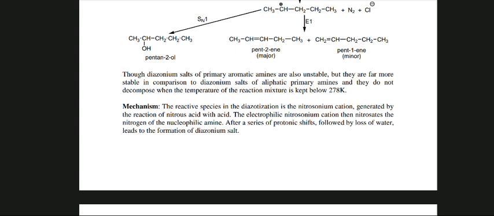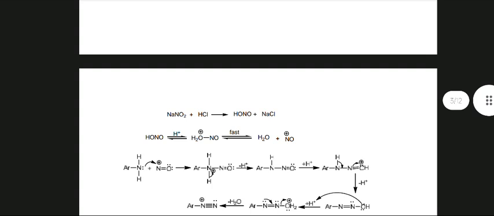The reactive species of diazotization is nitrosonium cation generated by the reaction of nitrous acid with acid. The electrophilic nitrosonium cation nitrosates the nitrogen of the nucleophilic amine. After a series of proton shifts followed by loss of water, it leads to formation of diazonium salts. NaNO2 plus HCl gives HONO plus NaCl. HONO in presence of H+ gives H2O+-NO. Fast reaction.